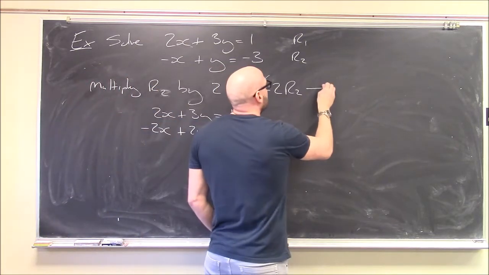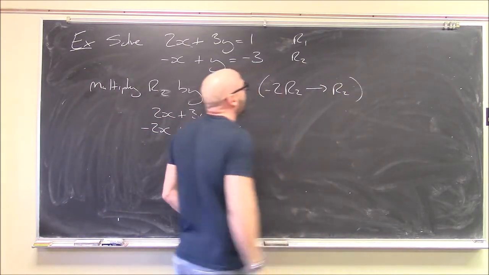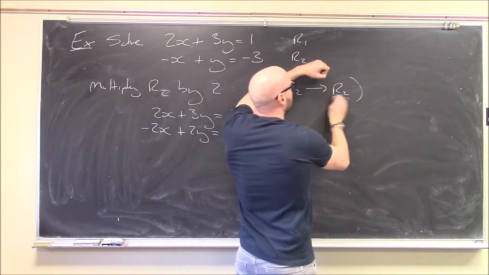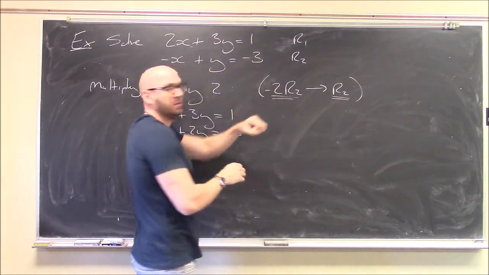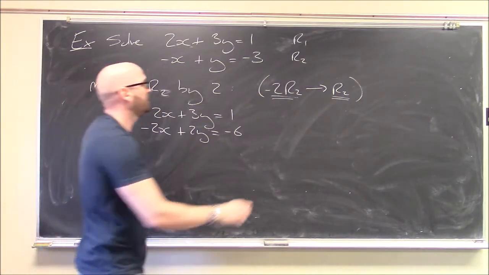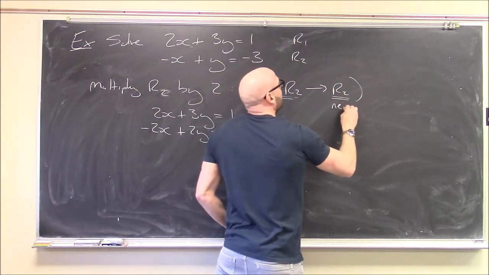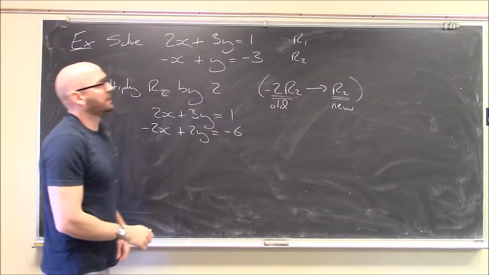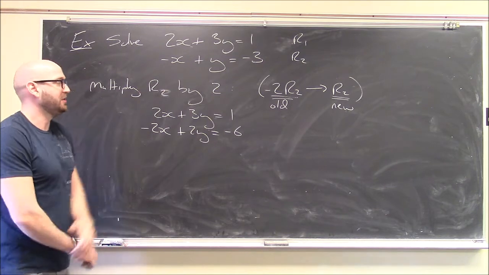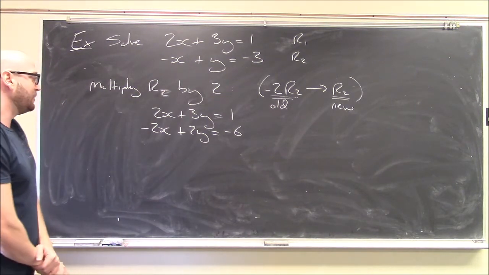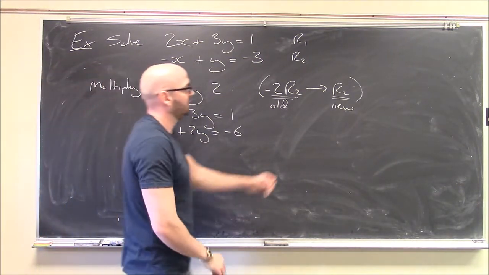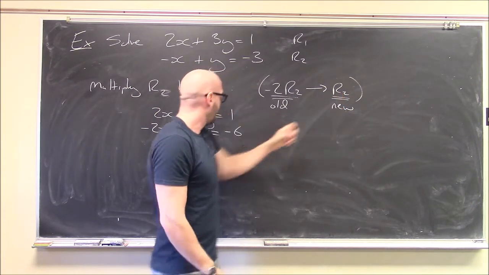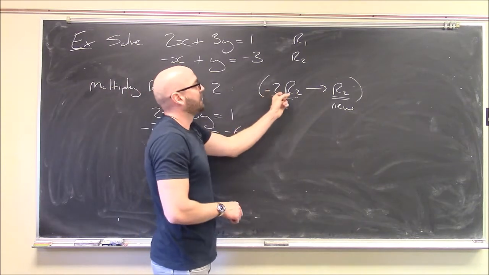So the notation I'll use is I'm replacing R2 by minus 2R2. So this is the new row 2, going to be minus 2 times the old R2. So there's the notation we'll be using in future sections. This is how I keep track of this, right? Our new R2 in this line is minus 2 times the old R2.